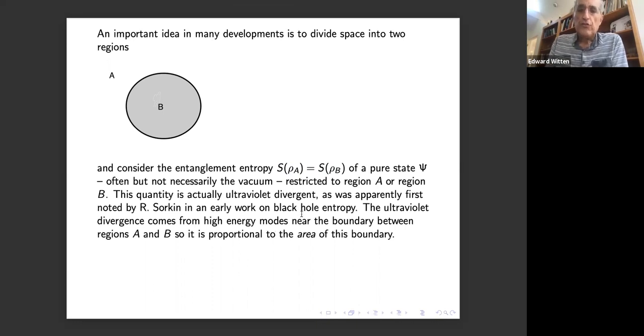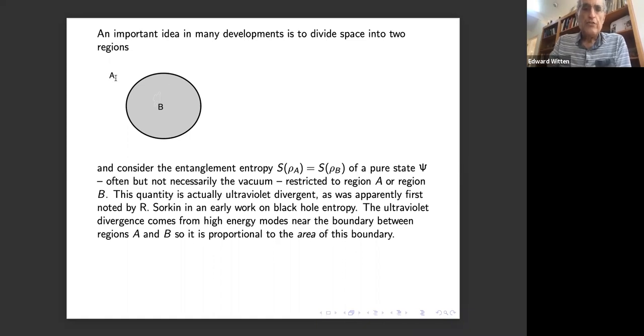But for today, I'll just say that the ultraviolet divergence comes from high energy modes near the boundary between regions A and B. In the picture, these are meant to be spatial regions at time zero. Associated to them are space-time regions, the domains of dependence. But in this picture, I just mean to draw spatial regions.